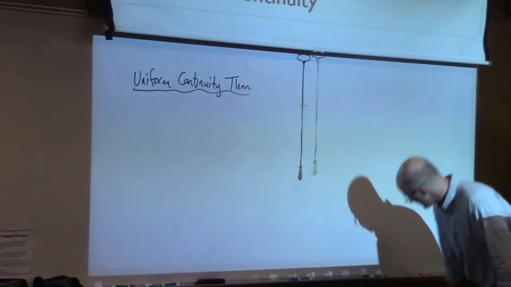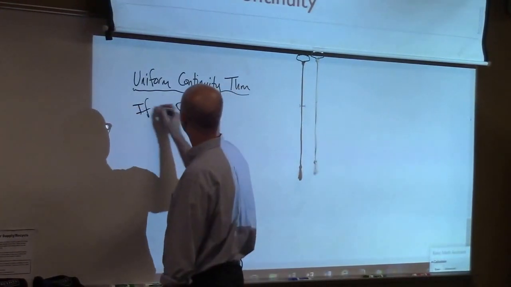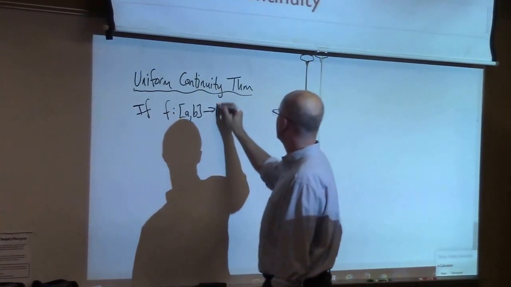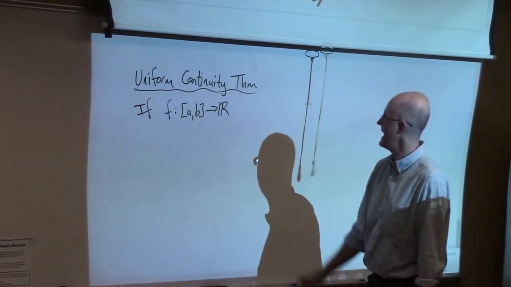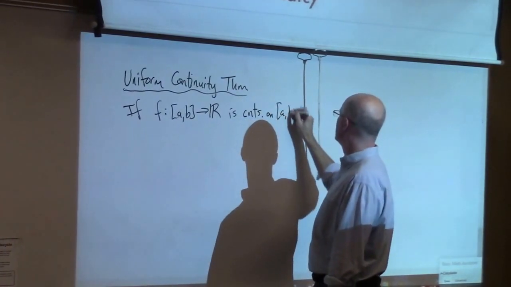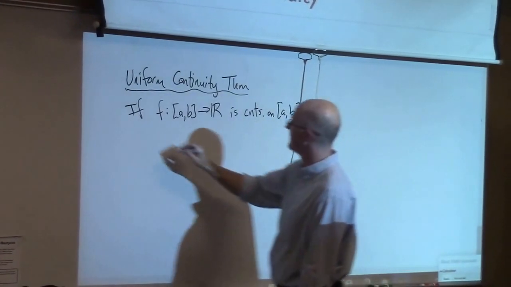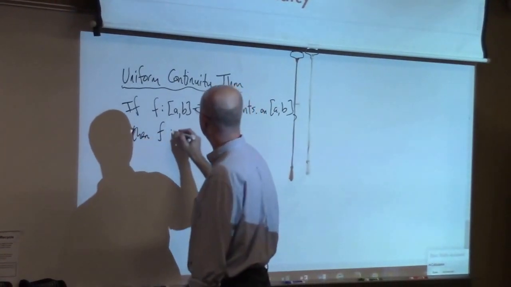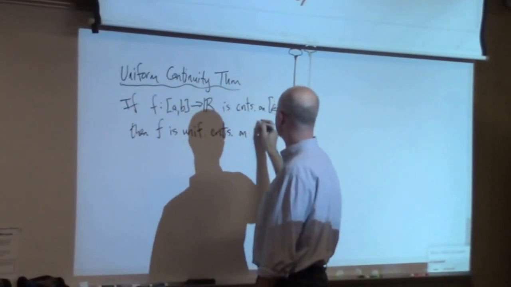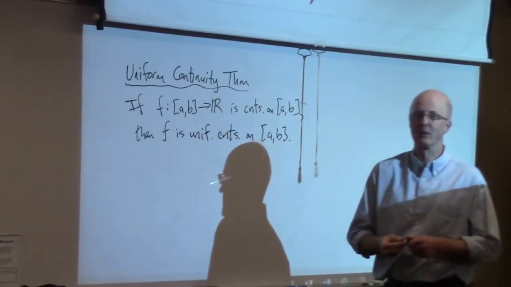It is, I believe, on the third page of section 3.4. I'm not going to look up the page number right now. If f, and I'm going to go ahead and specify the interval this way this time, is defined on a closed and bounded interval and is continuous on that interval. Here it is essential, once again, that the interval be closed and bounded. Then f is uniformly continuous on that same closed and bounded interval. This is a real fundamental theorem.